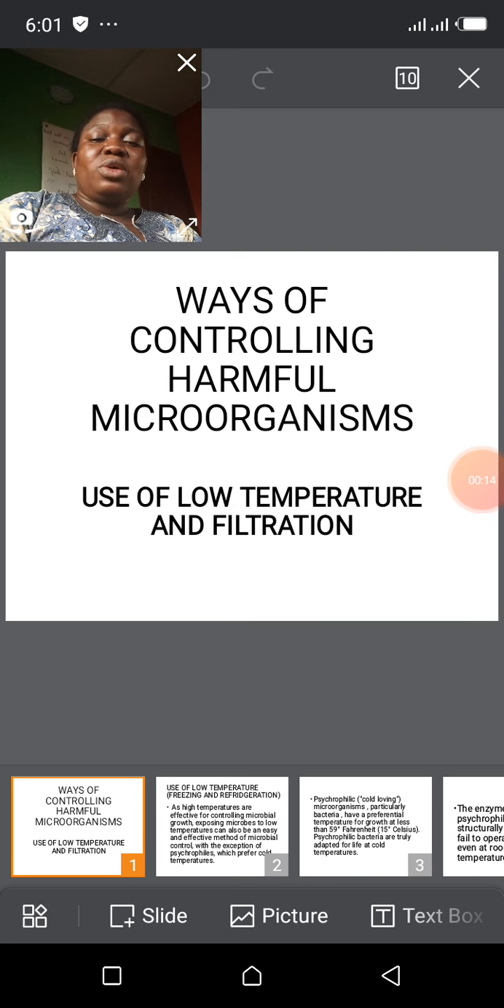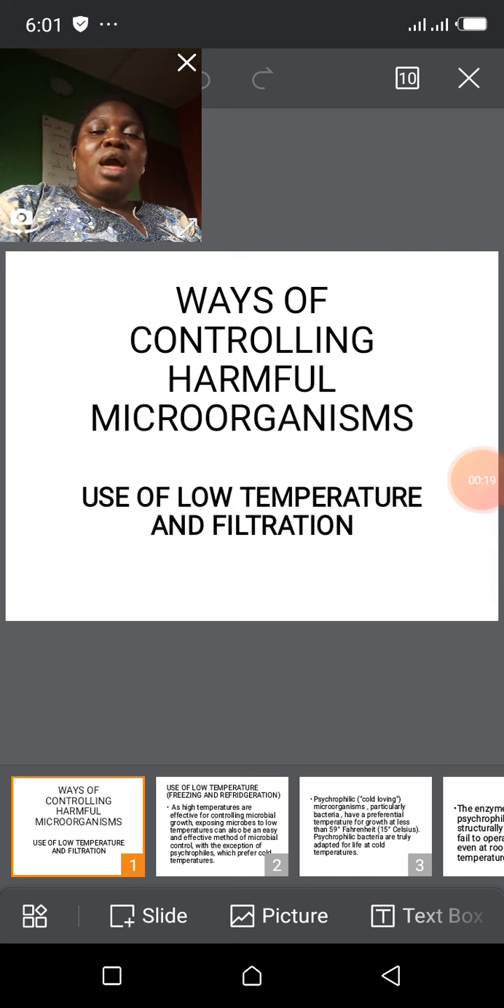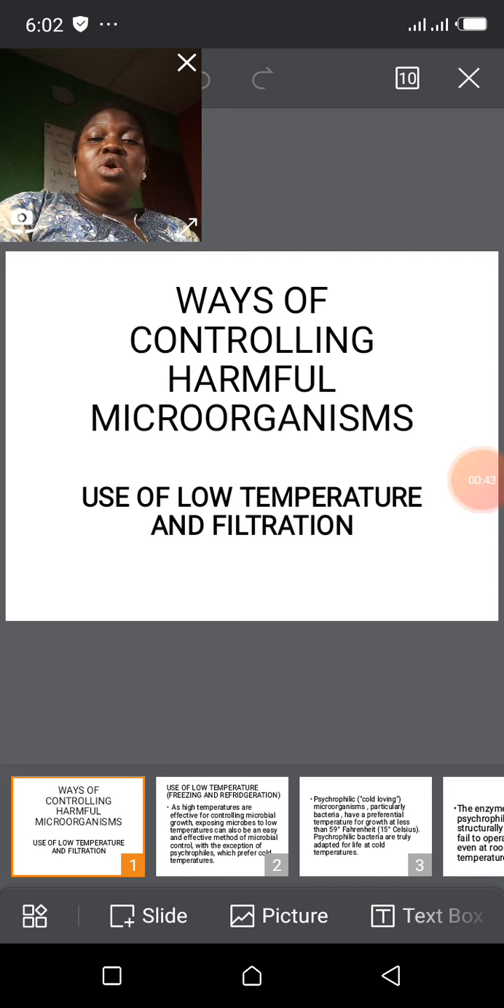In our previous lesson, we have been looking at ways of controlling harmful microorganisms. And I made us understand that the various ways of controlling microorganisms could be grouped into two. We have the physical method of controlling microorganisms. Likewise, we have the chemical methods of controlling harmful microorganisms. Under the physical method, we have looked at the use of temperature, both low and high temperature. We have filtration as a physical method. We have desiccation or drying. We have the use of osmotic pressure.